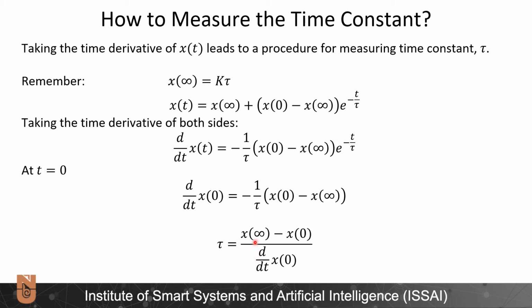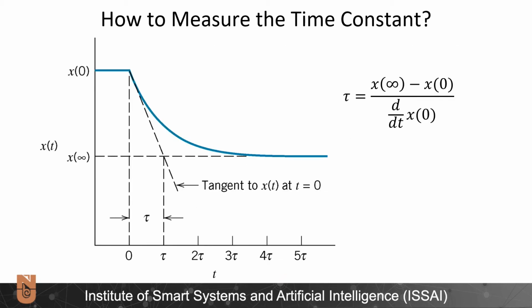And I find this expression: x infinity minus x0 divided by the slope of the circuit at t is equal to 0. It is very easy to find tau graphically if I have the response of the circuit, which I can get from the oscilloscope. At t is equal to 0, I find the tangent line to the variable of interest. Then I find the intersection of that with x infinity, and this point determines the value of my time constant tau.